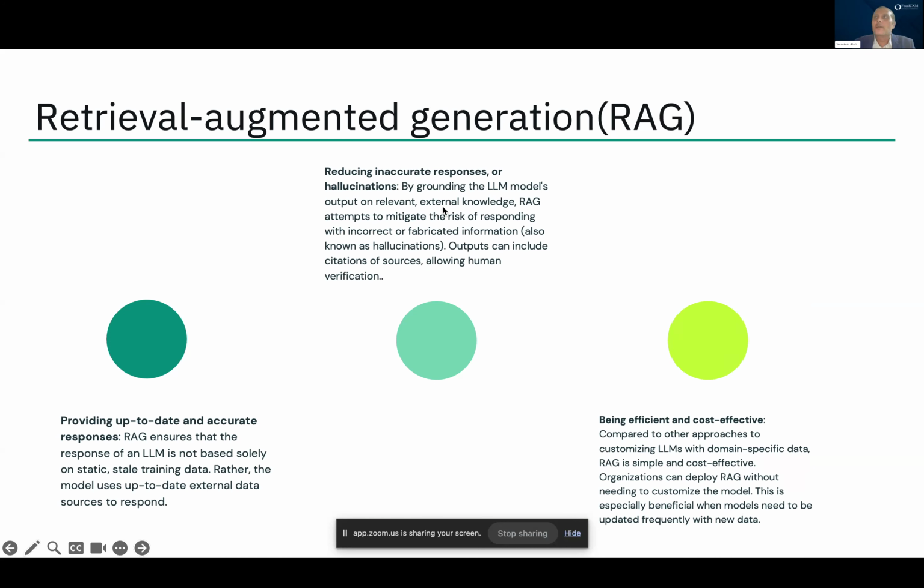Two, LLMs in general, when they are not aware of the complete context and were not historically trained on that data, turn out to give something called hallucinations, which means the information is fabricated or imagined, right? With the RAG architecture, you can minimize the hallucinations. The third thing, which is extremely important, is efficient and cost effective.